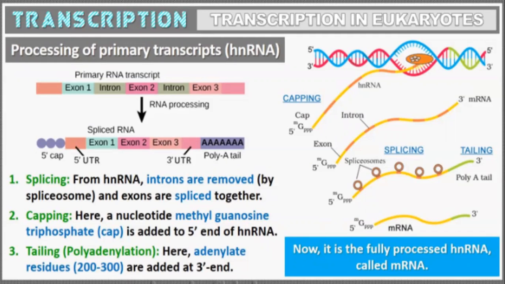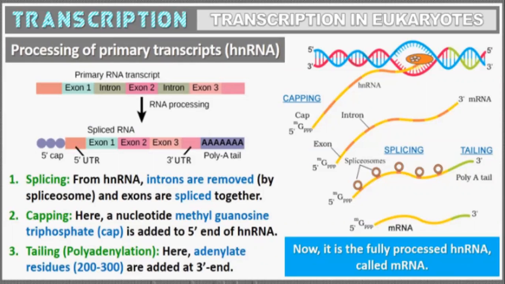Next is capping. Here a 7-methyl guanosine triphosphate cap is added to the 5' end of the hnRNA. Such a cap is added at the 5' end of the hnRNA, and this process is known as capping.